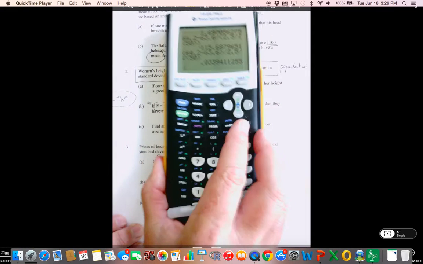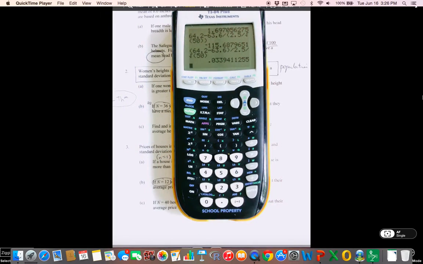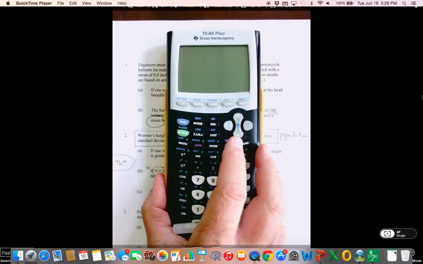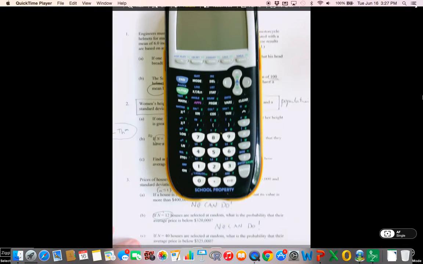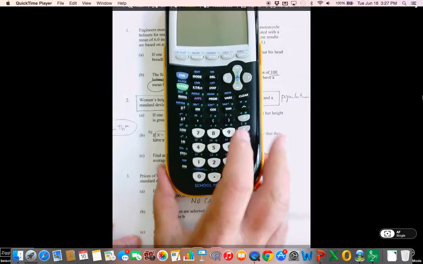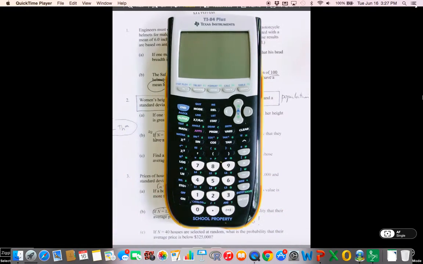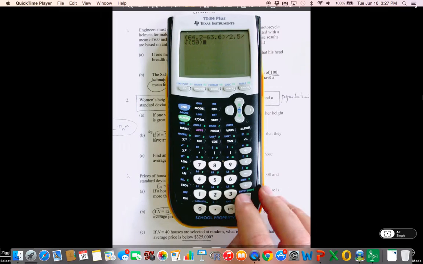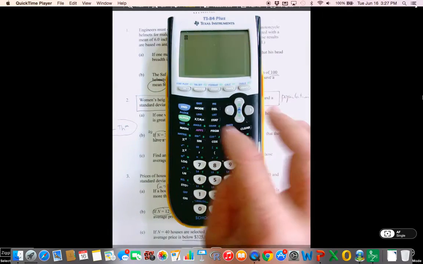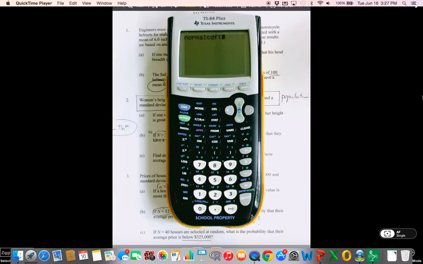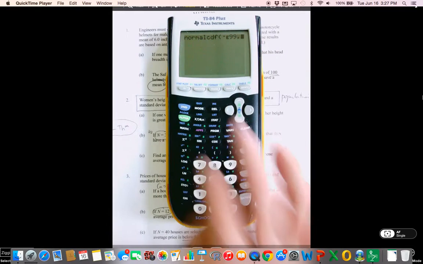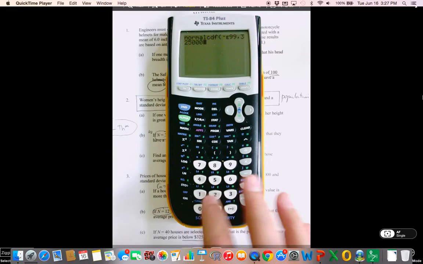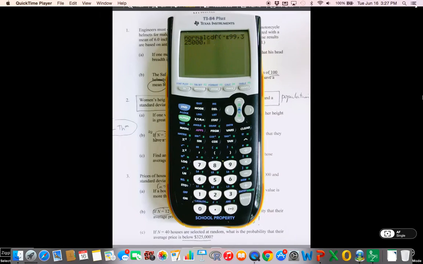So what do we got? 315,000 and 80,000. Well, shoot, this isn't working at all. So, all right, that's about as good as we're going to get. So we have 40 houses. We want below 325,000. So second function. Well, all right, let's just go into normal CDF. So below 325 means I go from negative E99 to 325,000. Guys, don't use parentheses there because that would stop the number. So use 325. Make sure you get enough zeros there.